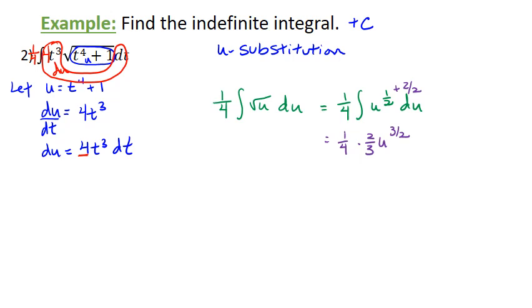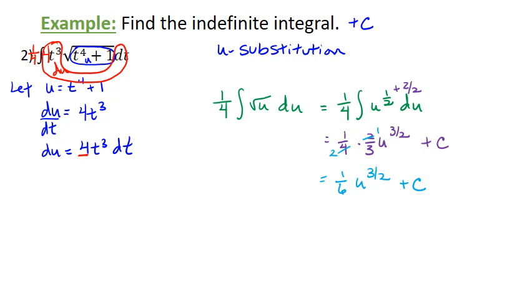So I can clean this up a little bit. 2 goes into 2 once and into 4 twice. So this becomes 1/6 u to the 3/2. Oh, don't forget the plus c.